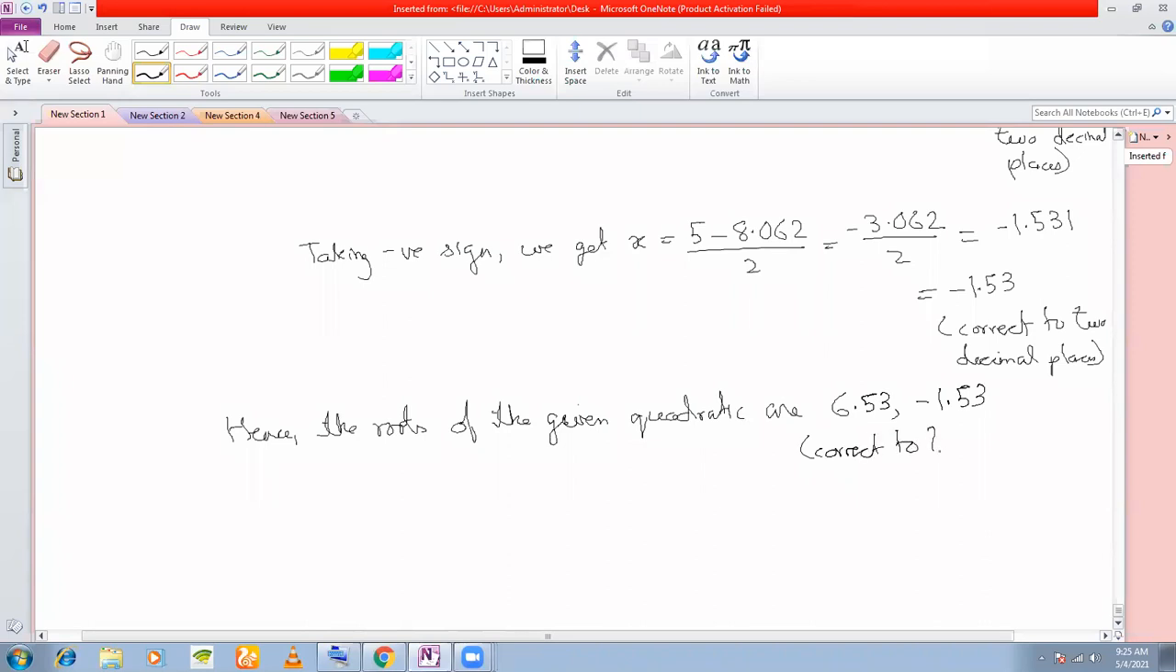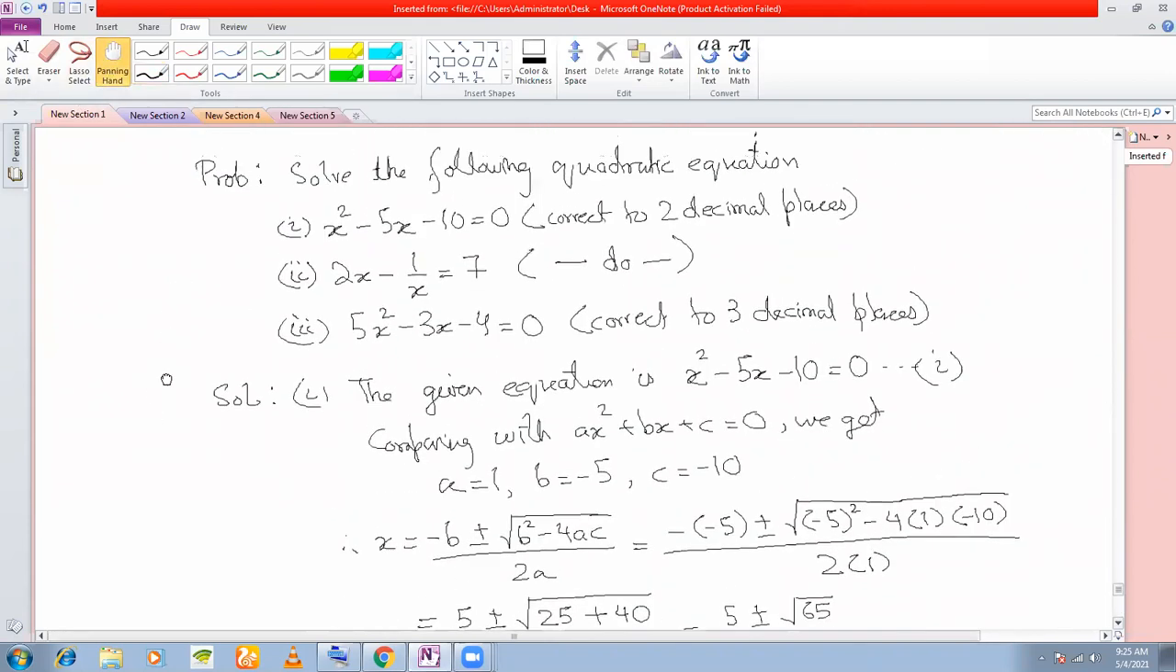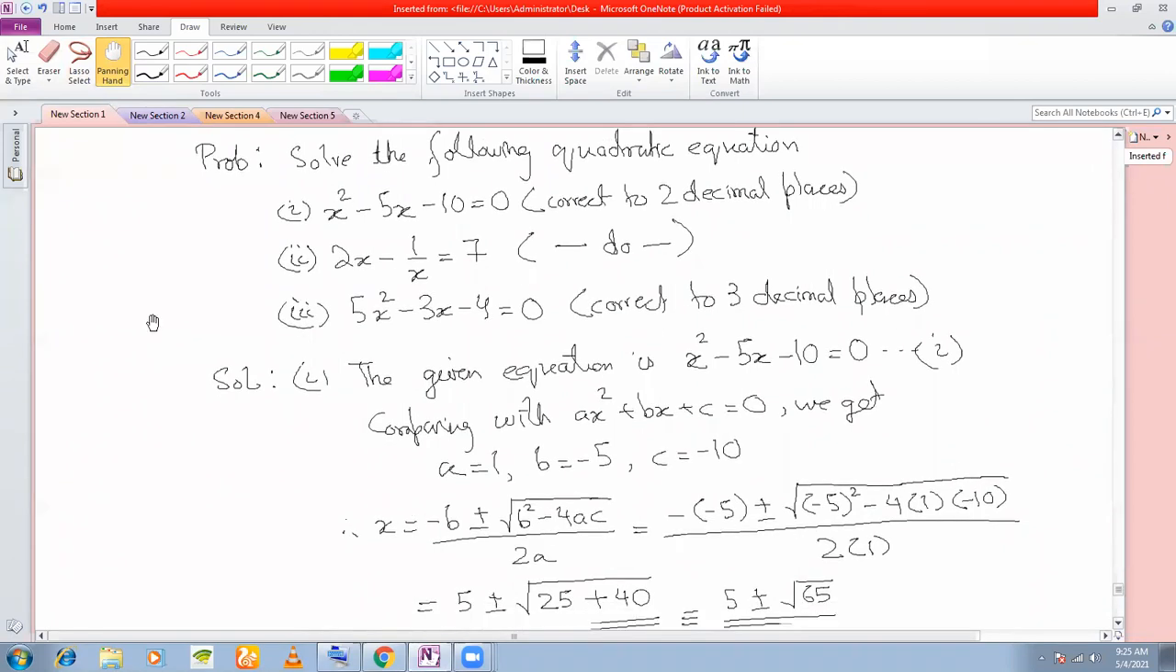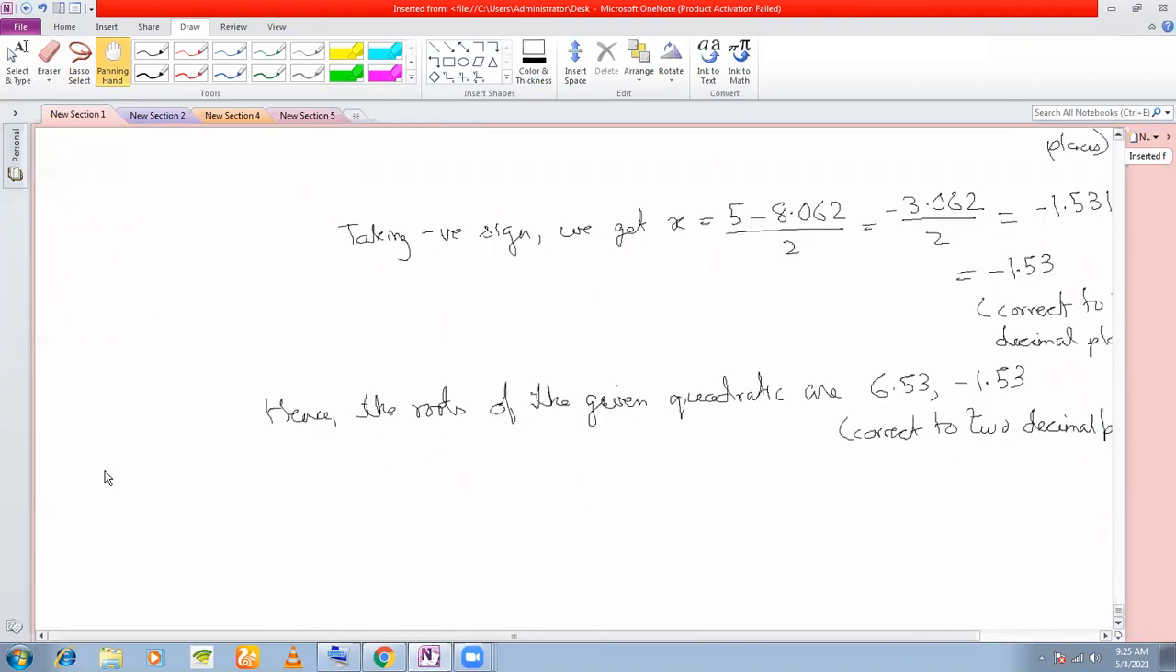Okay, let us try and finish the third one also today, so that we can complete this exercise. And next day I can start with a new exercise. This is 5x square minus 3x minus 4 is equal to 0.